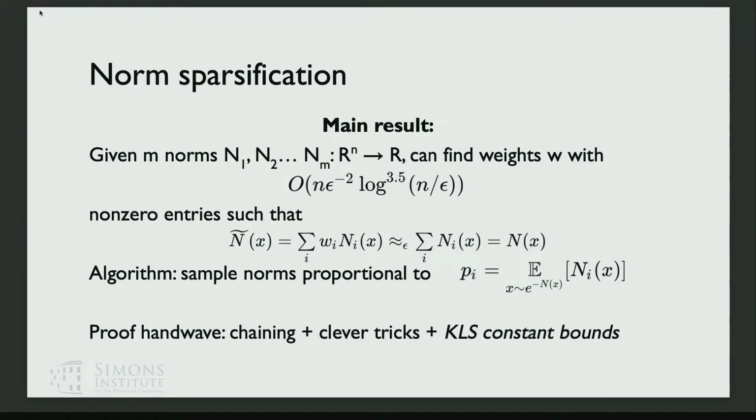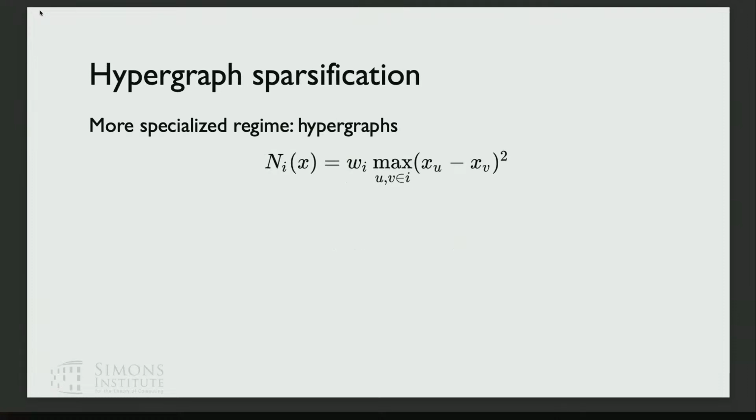And as a very brief one-sentence summary of what we actually did, we basically combined an approach based on something called chaining, some clever tricks, and surprisingly, bounds in the KLS constant appear. That's the appearance of the 3.5 and why it's not 3. So that's our main result for this talk.